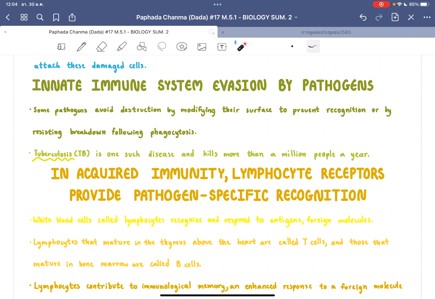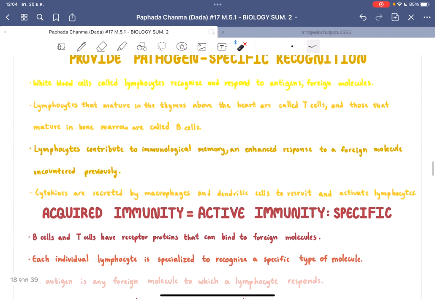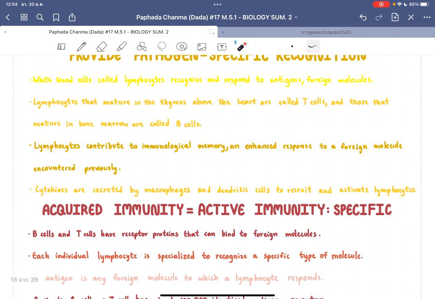In acquired immunity, lymphocyte receptors provide pathogen-specific recognition. White blood cells called lymphocytes recognize and respond to antigens, foreign molecules. Lymphocytes that mature in the thymus above the heart are called T cells, and those that mature in bone marrow are called B cells. It is easy to remember: thymus, T cells; bone marrow, B cells. Lymphocytes contribute to immunological memory and enhance response to foreign molecules encountered previously.